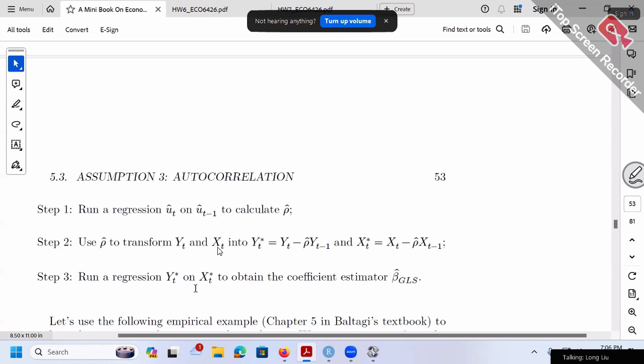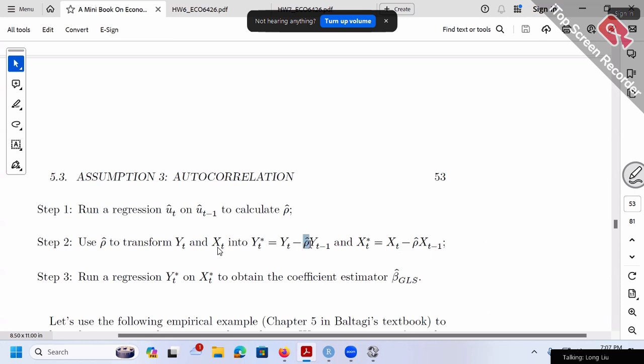Once we have Y star, X star, we're going to run a regression of Y star over X star so that we calculate the coefficient beta hat. Beta hat we call the GLS, right? So if you realize, step two and step three are really similar, or even identical, to our assumption of homoscedasticity. At that time, when we reviewed, it was exactly a transformation: calculate Y star, X star, and run a regression of Y star over X star to get the beta hat, right? But of course, the only difference here is that when we calculate Y star, X star, the transformation will be different, right?